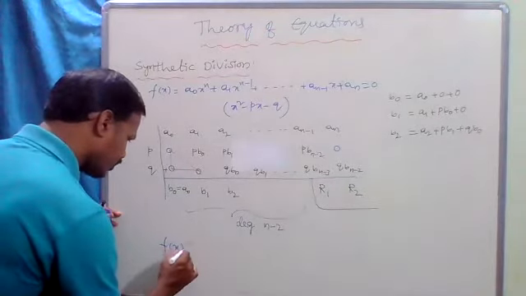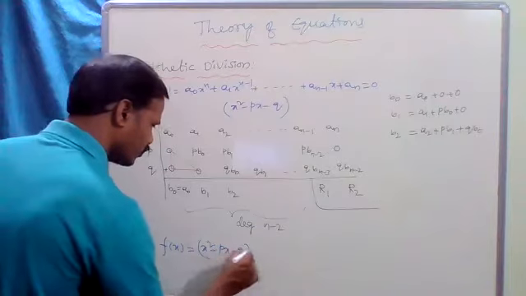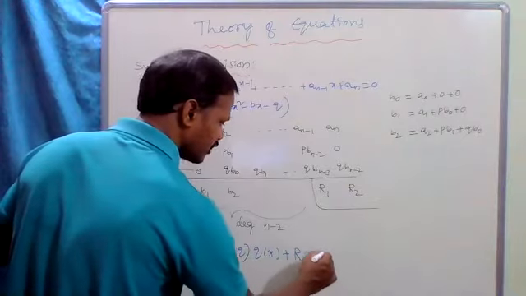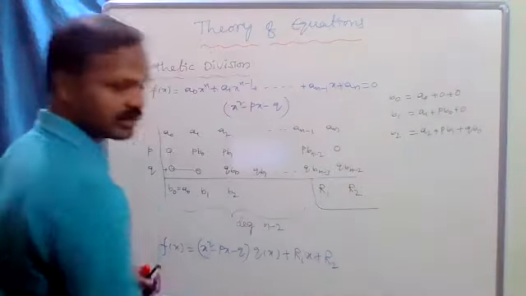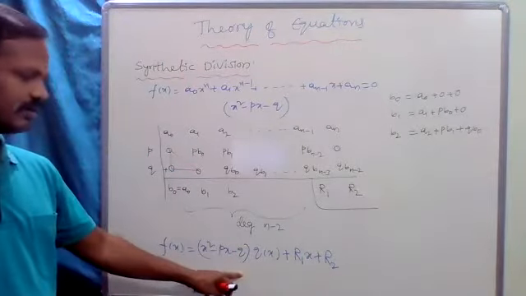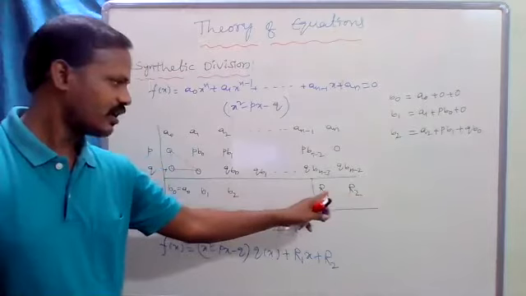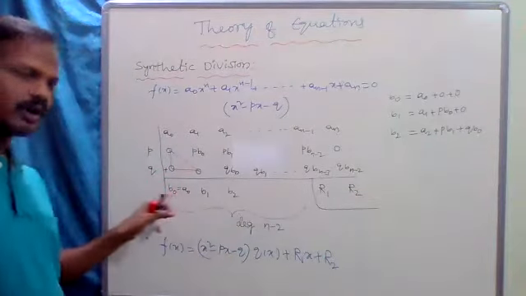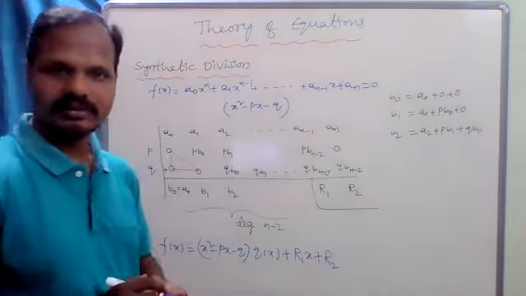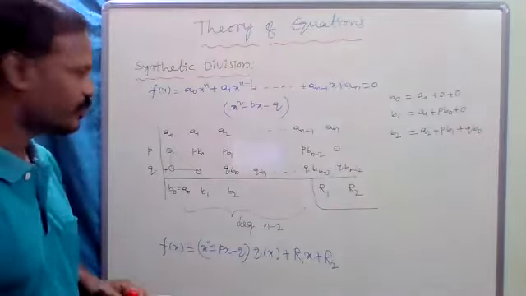f of x equals x square minus px minus q into u of x plus r1 x plus r2. Yes, sir, r1 x plus r2. So this is our final polynomial: constant, x, x square, x cube, and so on, up to x power n minus 2. Okay? So I will repeat once again. It may be somewhat confusing, but don't bother about this one.